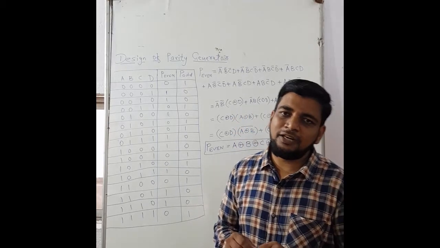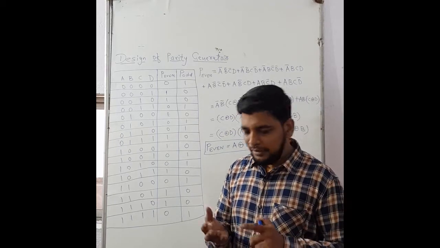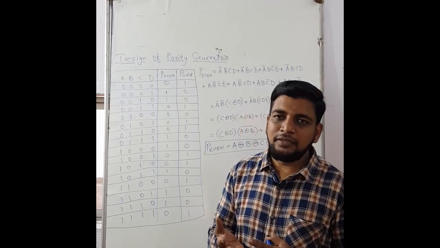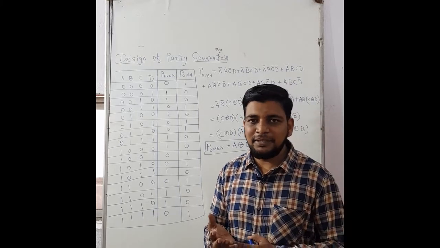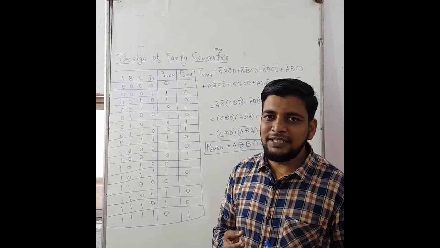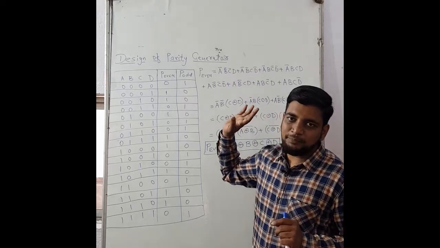We know that there are various methods used for error detection in digital communication. Parity codes are one of the methods, then there is the checksum method and the CRC method, that is cyclic redundancy check. But the parity method we have covered in the last lecture. In this lecture we are going to cover how to design a parity generator.